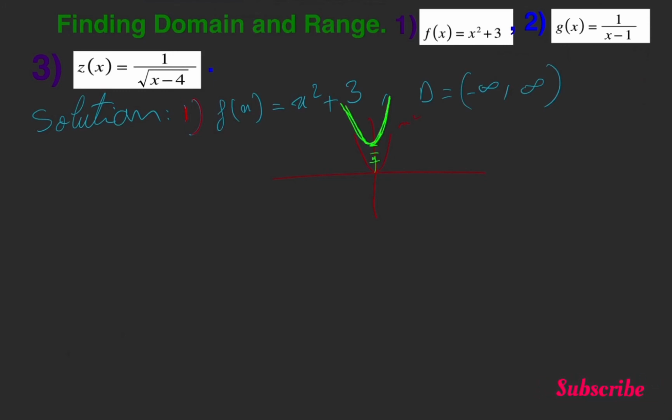And this is the graph, not this one here, this one here. This is just f of x equal x squared. This is x squared plus 3. So we see from here this is 3, so it's going from 3 to infinity. So the range is 3, included, to infinity.